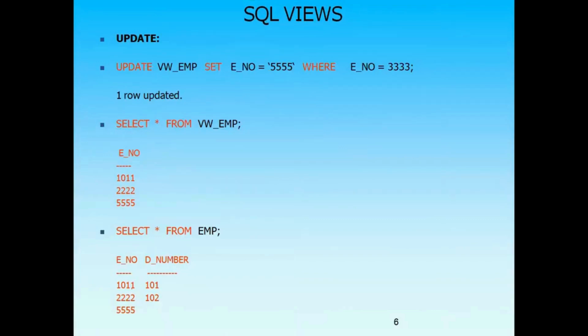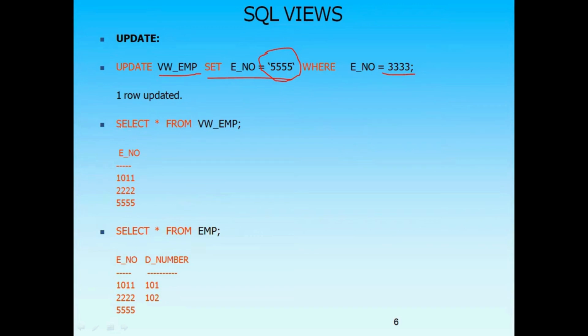Then the update operation. Whenever you perform an update on the view, it will be reflected in the base table also. So update my view employee, set, the syntax is the same as for a table, set employee number equal to 555 where my employee number is 333. Now I want to change the employee number that we recently inserted into the view to 555.